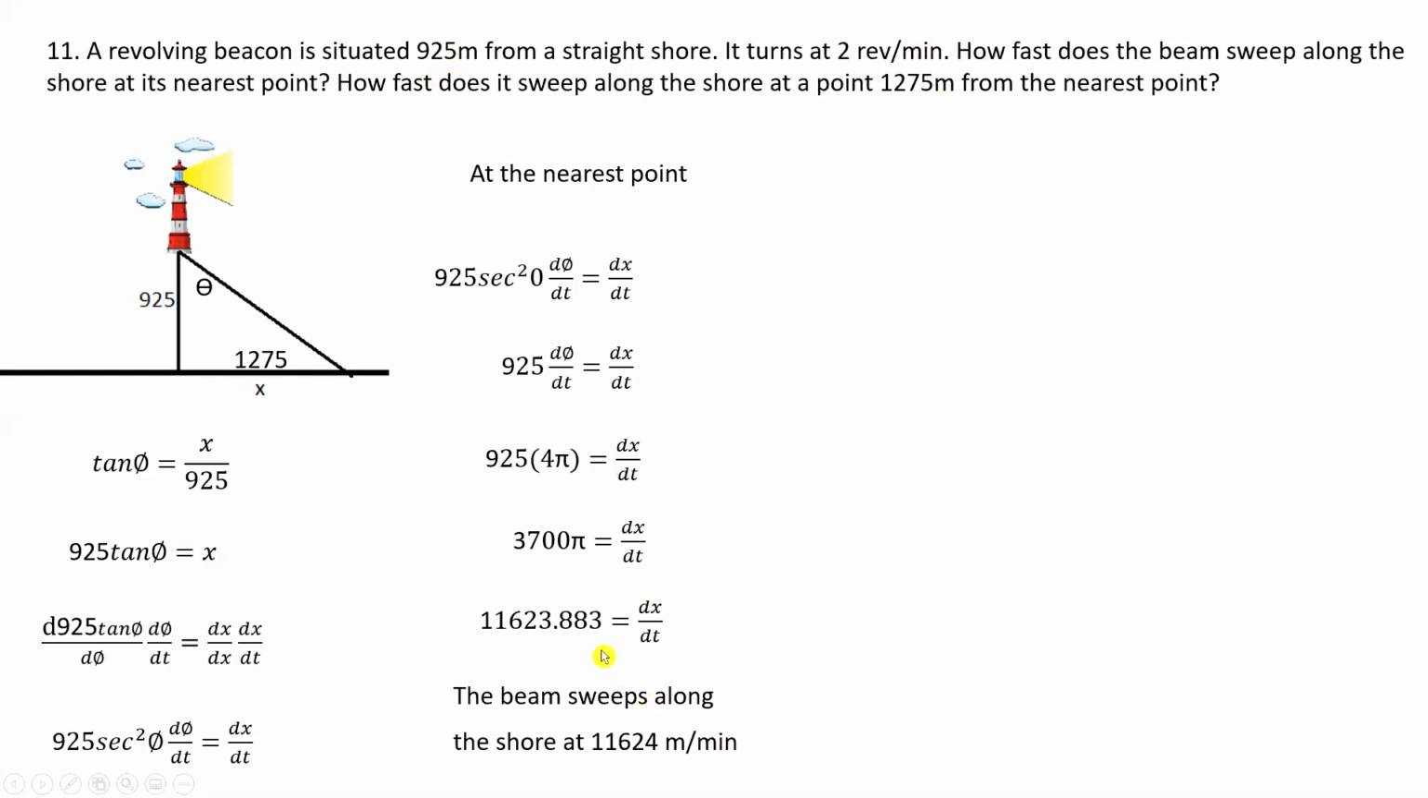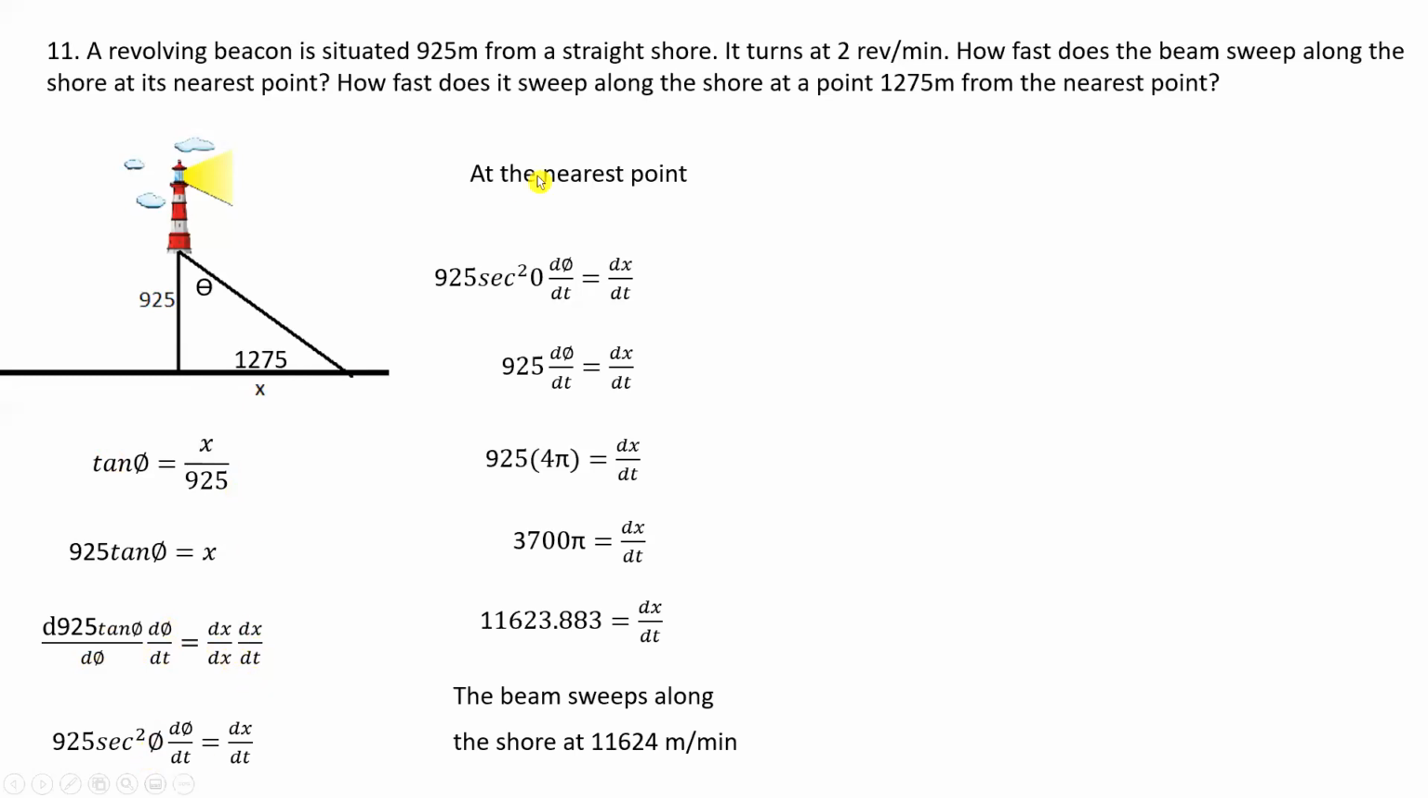Let's do a little review of that. Beacon, 925. Beam sweeps along shore. That's a distance that's changing. Angle is changing. We looked at the picture and thought we could probably use trig. Didn't know anything about that side, so we can't use sine or cos, but we can certainly use tangent. Got rid of the 925 to avoid a fraction. Took a derivative with respect to theta first, then d theta dt, x first, then dx dt.